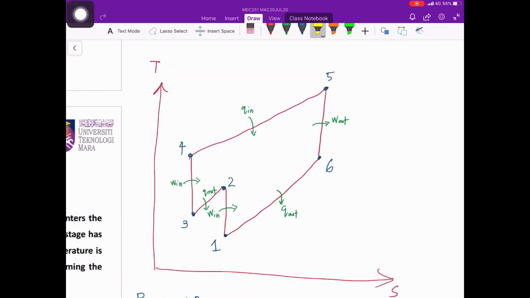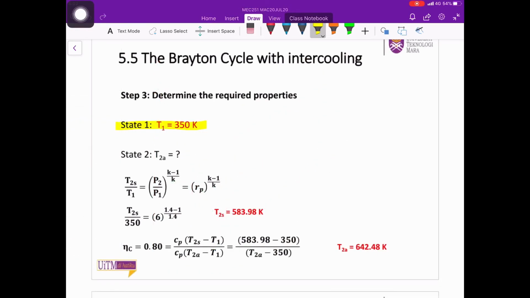Note that if the isentropic efficiency for the compressor and turbine is given to us, we can now find the actual properties leaving our devices. In our case, that will be state 2A, state 4A, and state 6A. Later, we are going to use these actual values in our analysis. Now we are going to find the temperature for each state.